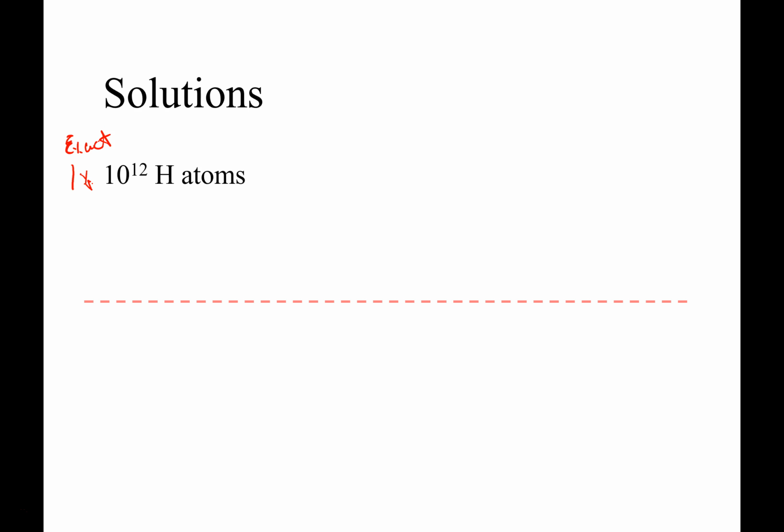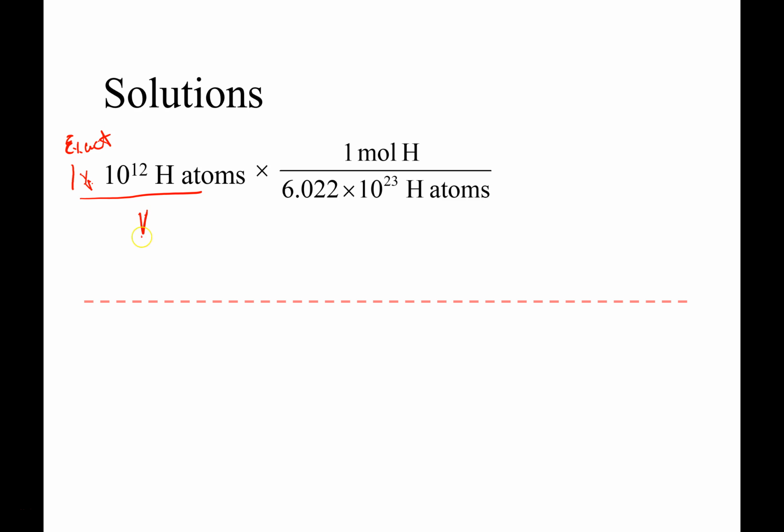So we want units of atoms to cancel, so what units will go on the bottom? Units of atoms. So on the bottom, it's going to be that 6.022 times 10 to the 23rd hydrogen atoms. And then the top is going to be 1 mole hydrogen. So hydrogen atoms cancel. We're left with units of moles of hydrogen, which is perfect.